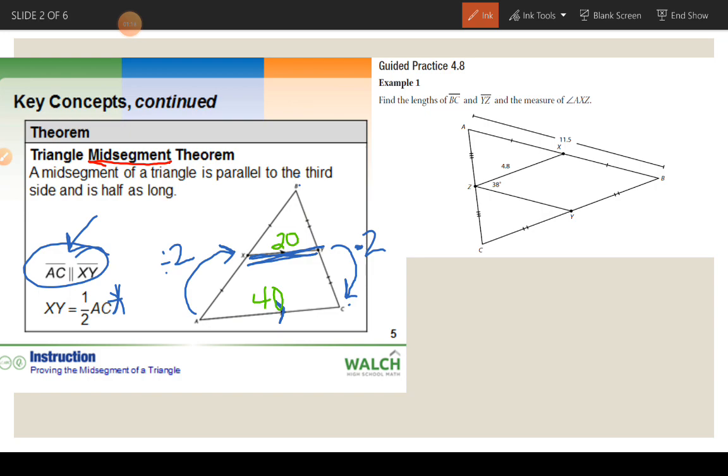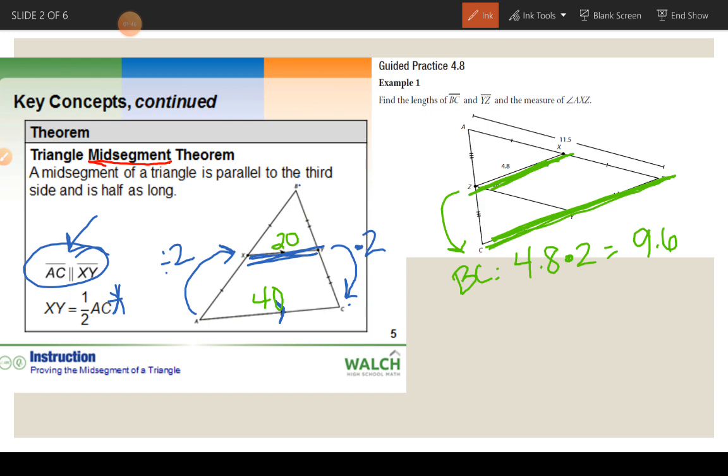Okay, so we want to find the length of BC. BC is this big thing right here. Well, this mid-segment right here is 4.8. So we're going to take that 4.8 and multiply it by 2 to get from the smaller to the bigger. And we would get our answer of 9.6 for BC.